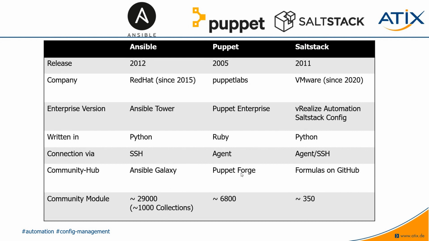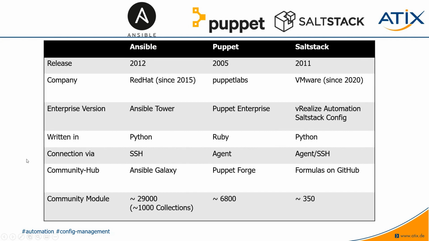Puppet, on the other side, has only around 6,800 modules, which sounds much less than Ansible. But we will later have a look at this and maybe explain where those differences come from. And SaltStack, in the end, is again much lower, with only 350 community modules in a formulas repository on GitHub. So we already see that there are some differences.